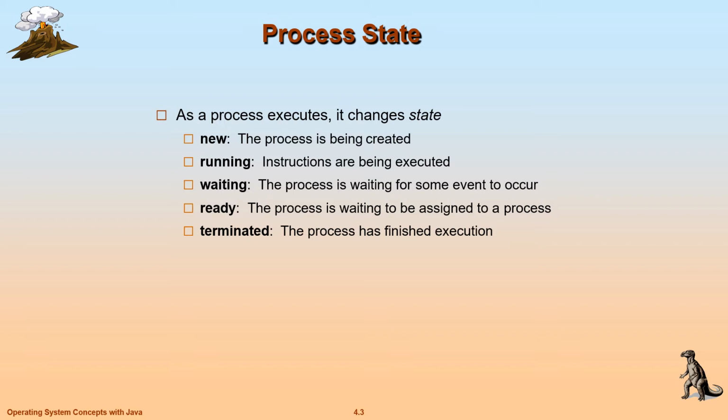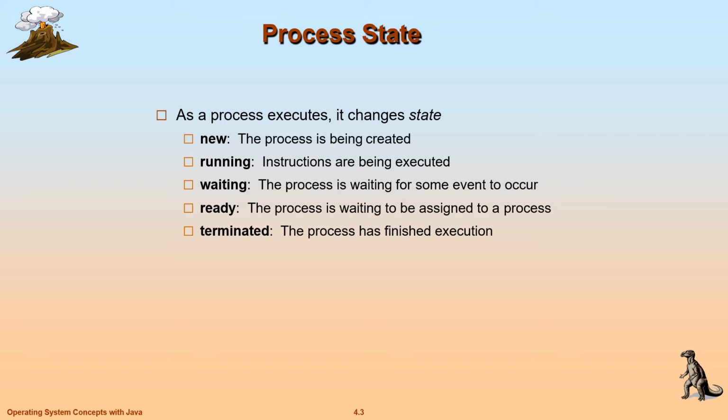As a process executes, it changes its state. The state of a process is defined in part by the current activity of that process. Each process may be in one of the following states: new, running, waiting, ready, terminated. New state means the process is being created. Running means instructions are being executed, right now by the CPU.